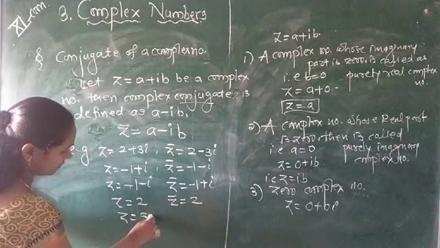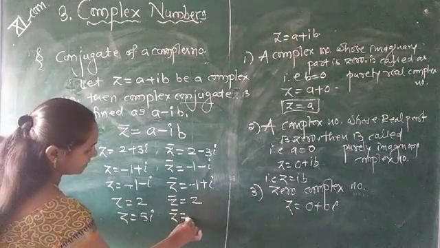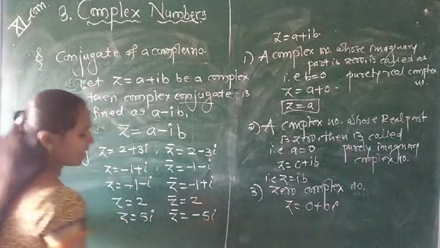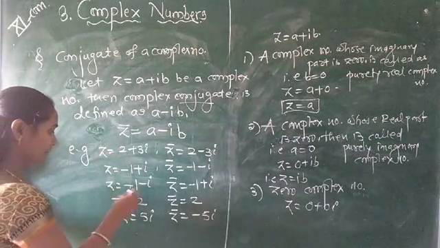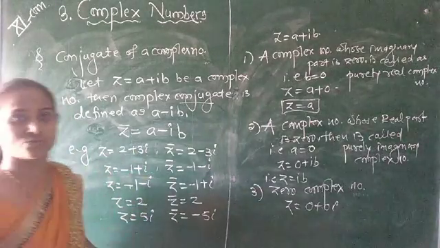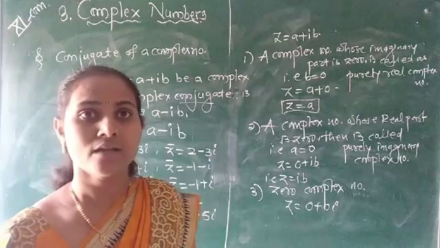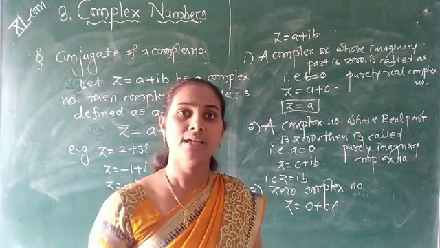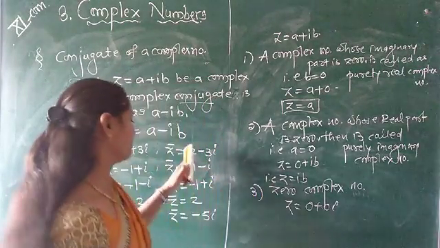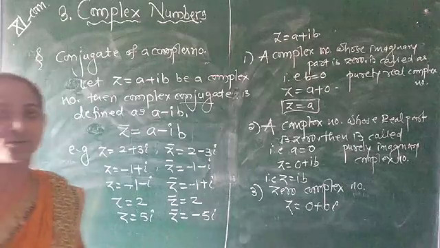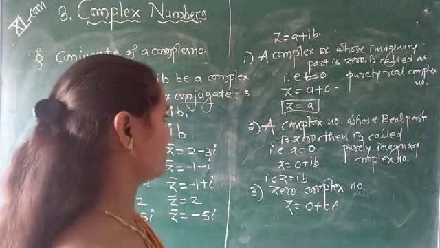Z is equal to 5i, then z bar is equal to minus 5i. This is a complex conjugate. What is meant by complex conjugate? Change the sign of only the imaginary part. Then we will get the complex conjugate of our given complex number.